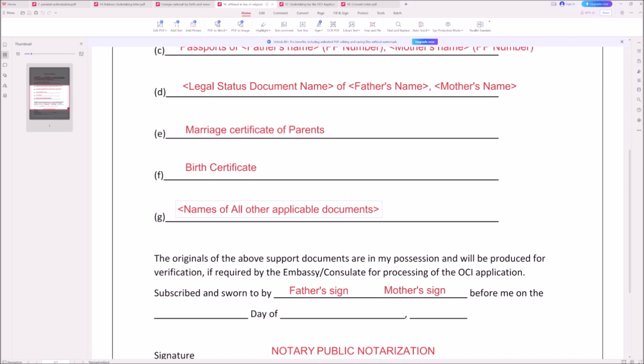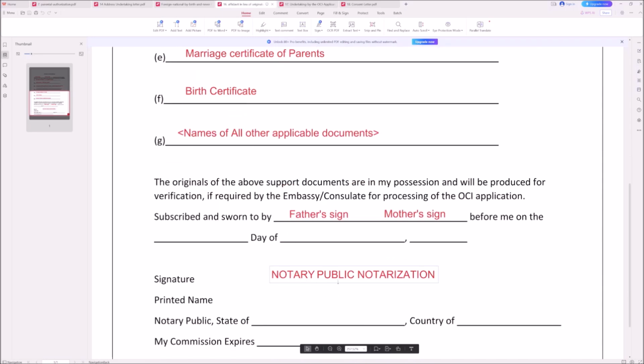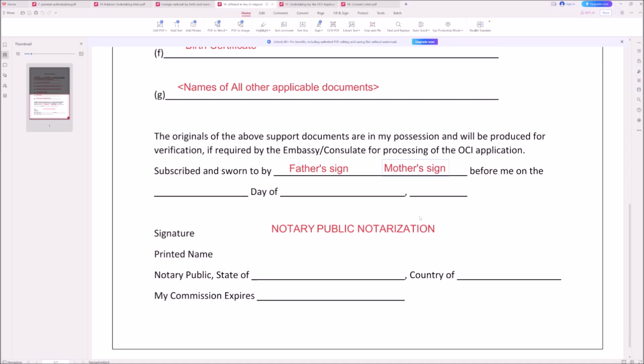and all these documents with their originals need to be taken to the notary public. The notary public verifies whether the Xerox copy or photocopy that you are providing is a true copy of the original documents. So he verifies all this information, and then he provides the notary public notarization signature and stamp at the bottom of this document. In front of the notary public, the father must sign the document and also the mother must sign this document. So this completes the notarized affidavit in lieu of originals.